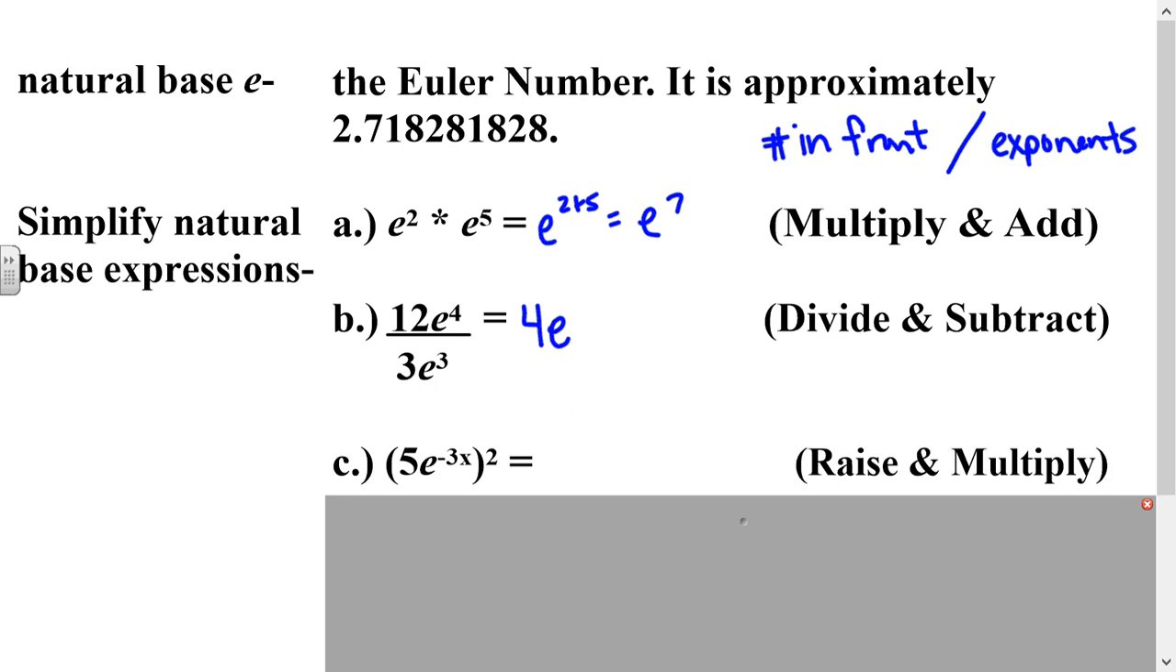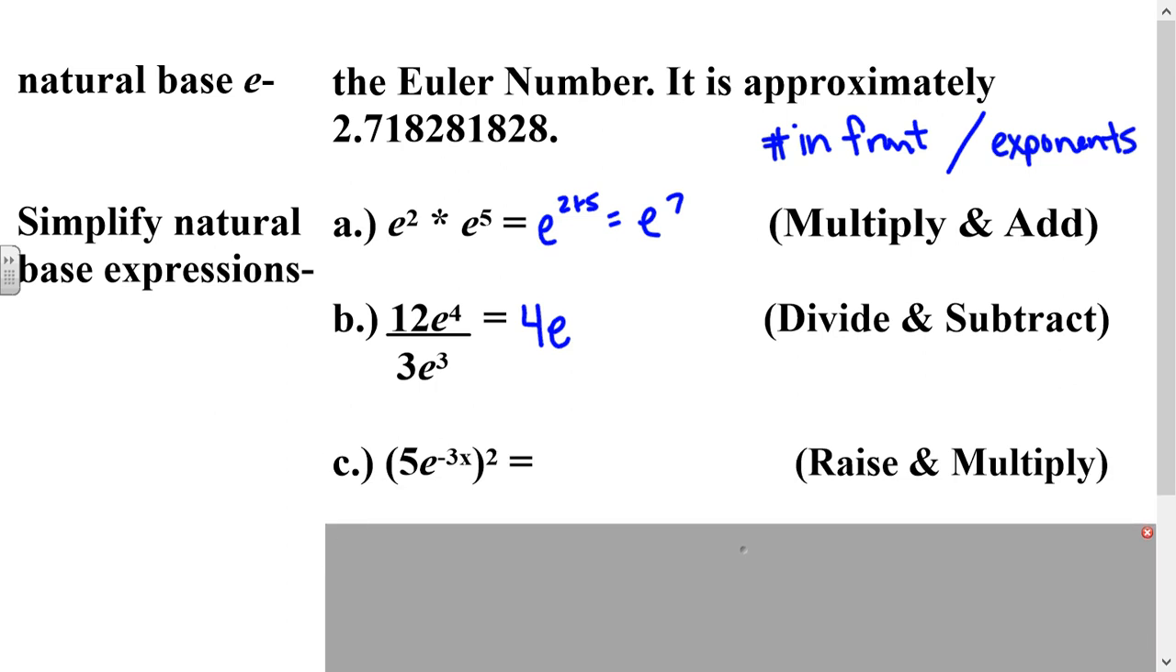The third one that we did was raising a power to a power. So that is raise the number in front to the power and multiply the exponents. So we're going to take 5 to the second power, and then we're going to multiply the exponents. So we would have e to the negative 6x. Now remember, we can't have negative exponents in our answers. So how do we change a negative exponent to a positive? Well, you move it to the opposite side of the fraction. So 5 squared is 25. That's going to stay on top. And then we're moving e to the 6x down to the bottom to make it positive. So this would be the answer.